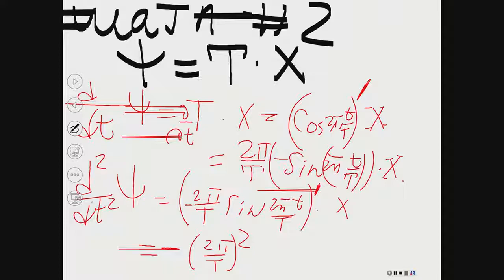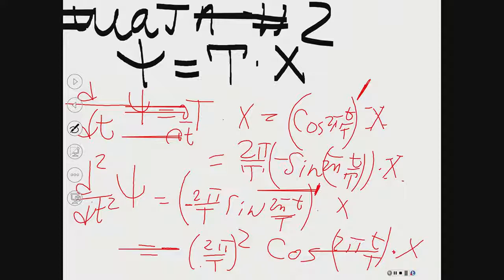With hands, I will be happy to talk about this. So minus 2 pi over T squared, and then we get back to cosine 2 pi t over T. What a great surprise, if you take the second derivative, multiplied by that, right?